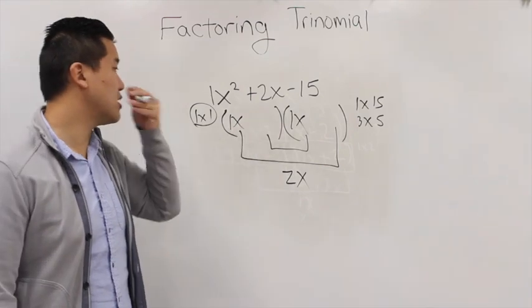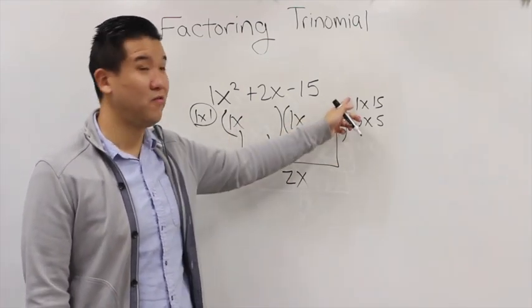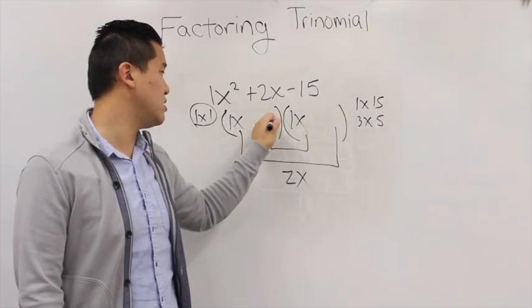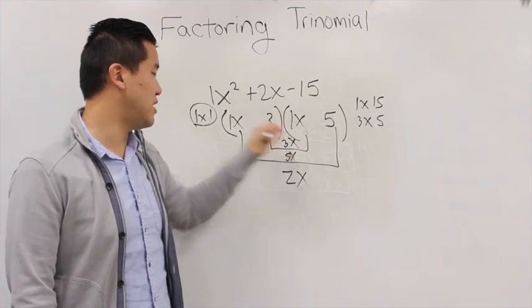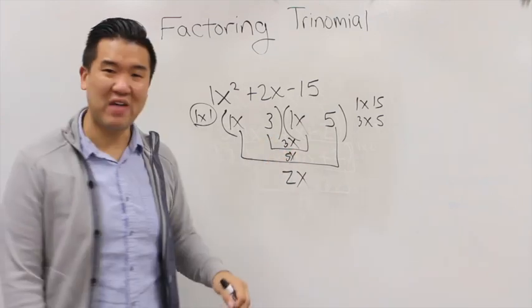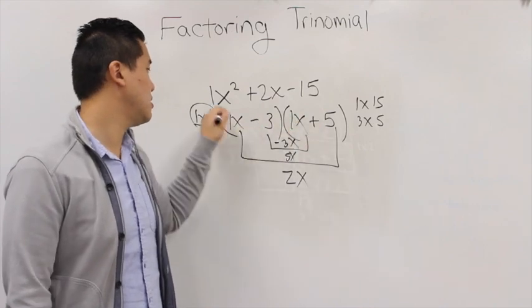So you have 1x here. Factors of 15 that add up to 2: 1 and 15 cannot add up to 2. 3 and 5 does. So you have 3x, you have 5x because you multiply these guys. 3 and 5, how do I get 2? You make this one negative, so you have minus there and plus there.